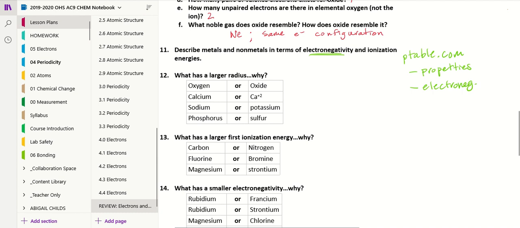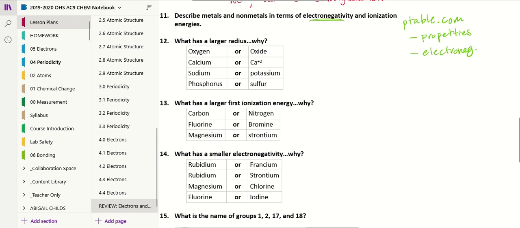All right, but 12, 13, and 14 closely resemble what type of questions you'll be asked to do on the test. So decide which one has a larger radius, oxygen or oxide. Why does oxide have a larger radius? No, not more shielding. Has the same amount of protons, but we added 2 electrons in. So, because we added 2 electrons in, it gets slightly bigger.